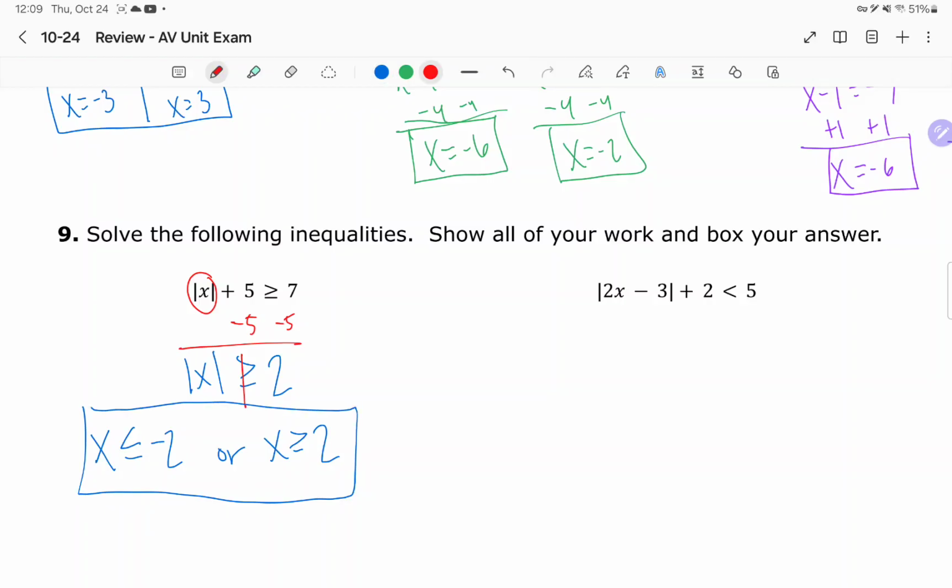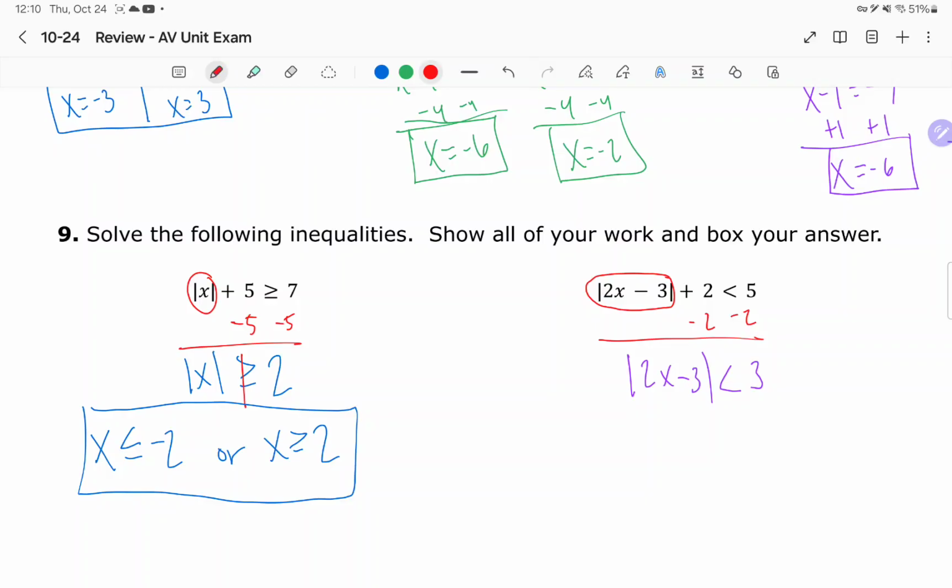And for the second part, number 9, we have these absolute bars here, so we can subtract 2 from both sides. So don't think about flipping the sign because we didn't multiply or divide by a negative number. So the absolute value of 2x minus 3 is less than 3.